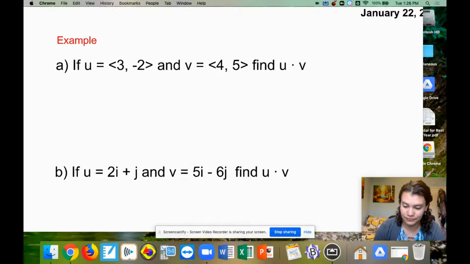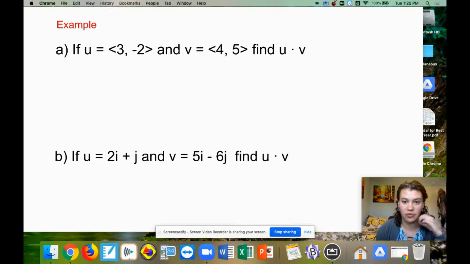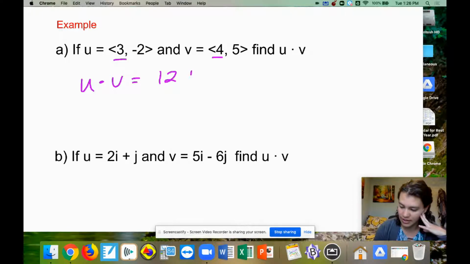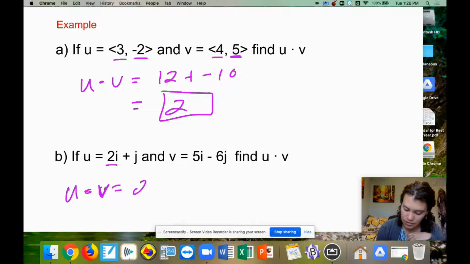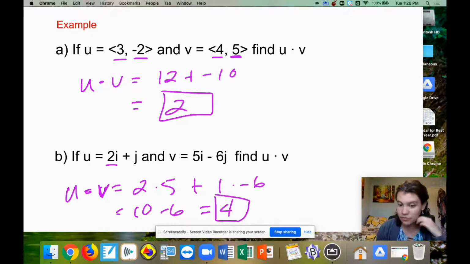So an example or two. So here, if we wanted to find u dot v, we're going to take 3 times 4 and then add that to -2 times 10, or 5. Add that together, and your dot product is 2. So try this next one, and then check with me. Okay. So u dot v again. 2 times 5 plus 1 times -6, 10 minus 6, and you'll get 4 as your answer.